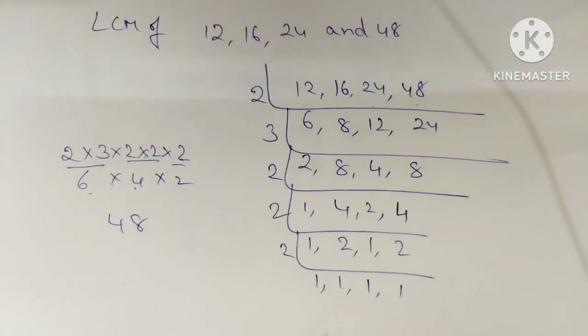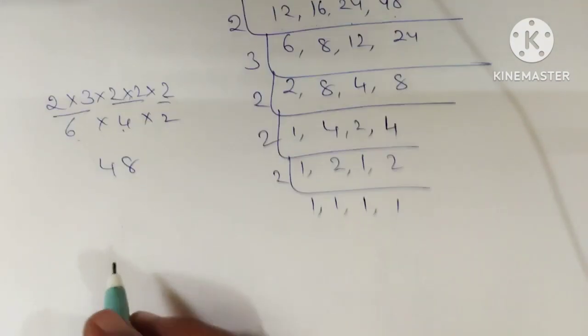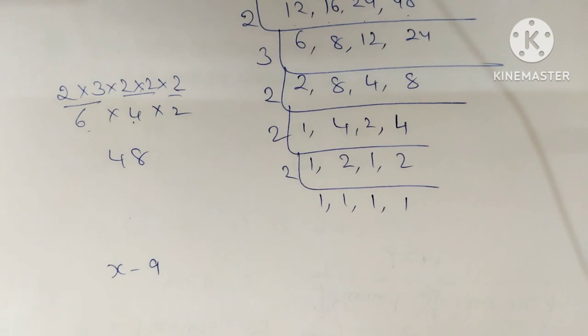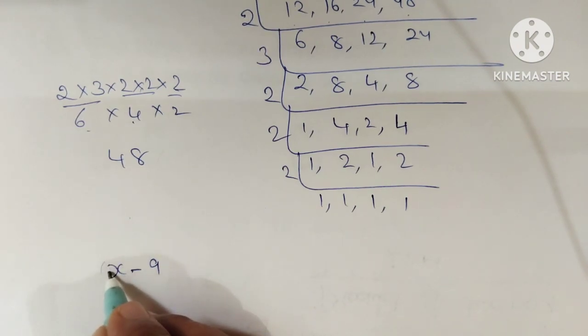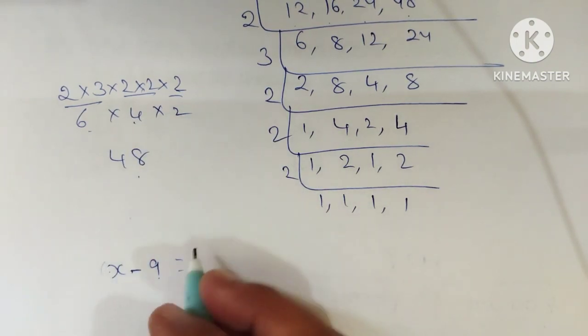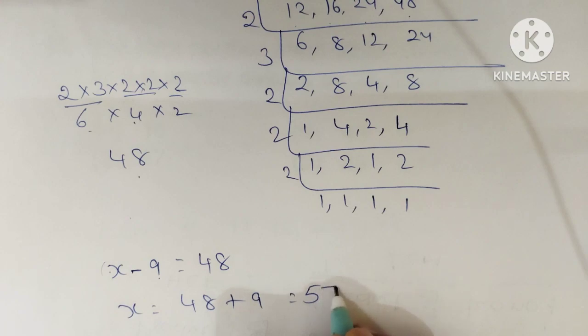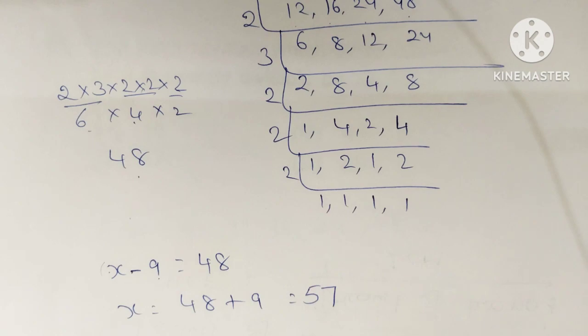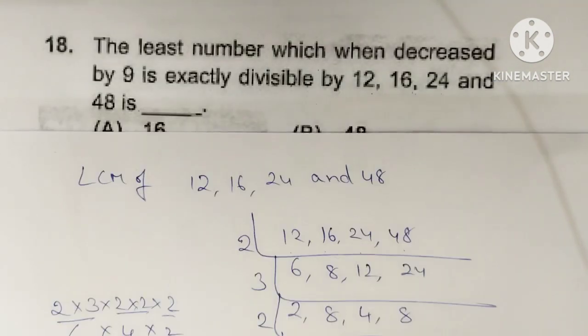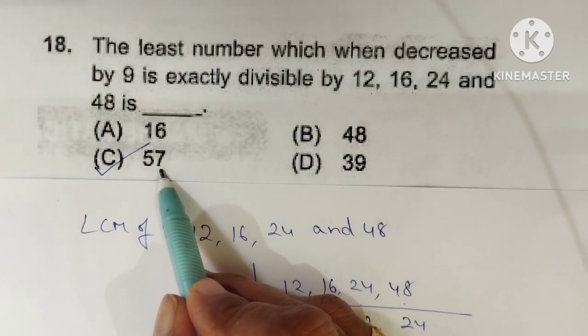Let the least number be x, which is decreased by 9. So x minus 9 is exactly divisible by their LCM. So it is 48. So x equals 48 plus 9, which is 57. So the least number is 57. Here option C is the correct one.